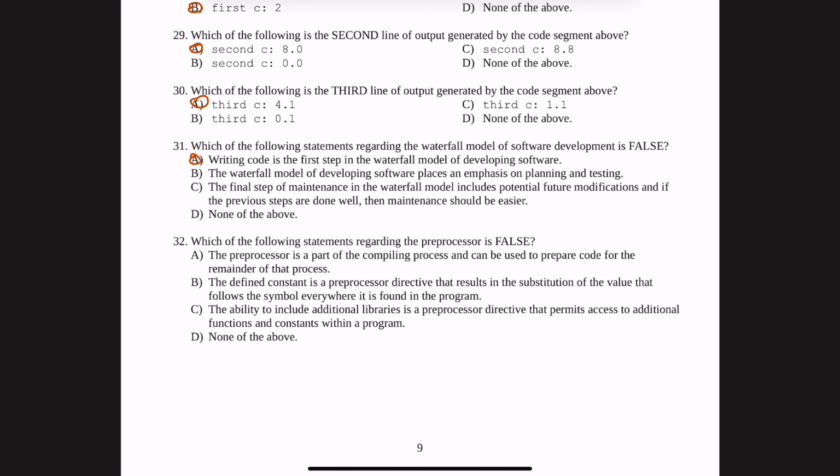Question 32. Which of the following regarding the preprocessor is false? A. The preprocessor is a part of the compiling process and can be used to prepare code for the remainder of that process. That's going to be true.